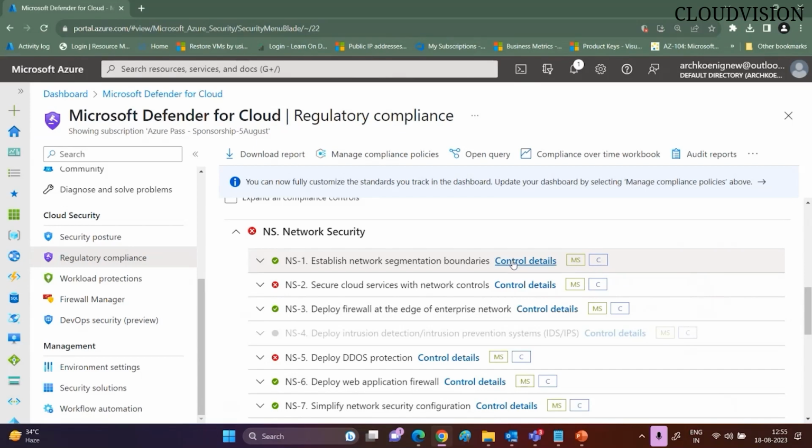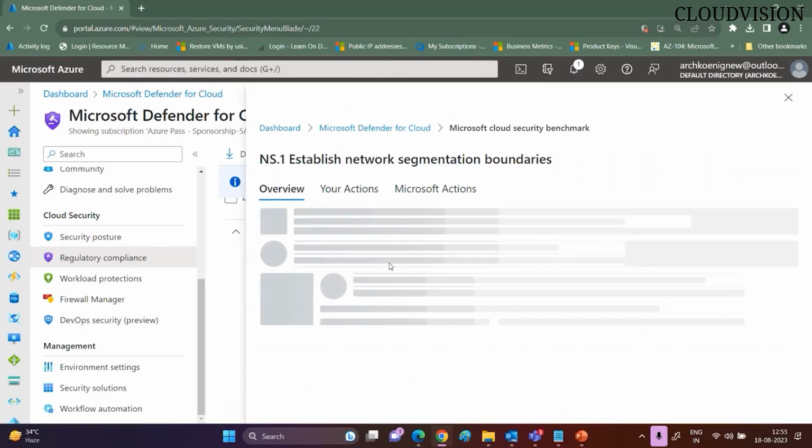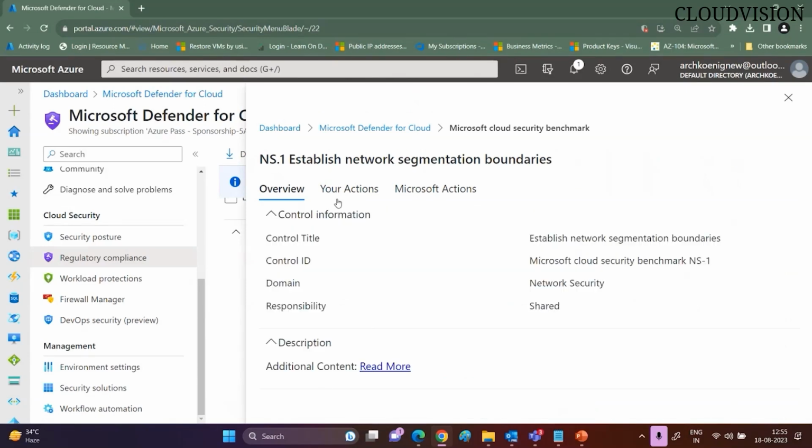For example, if I go with this one, establish network segmentation boundaries, they are talking about subnetting. So what are my actions? What do I need to do? This recommendation falls under NS1, Network Security Standard 1. It's a shared responsibility. Microsoft and the customer are both responsible for that. So you go for your actions.